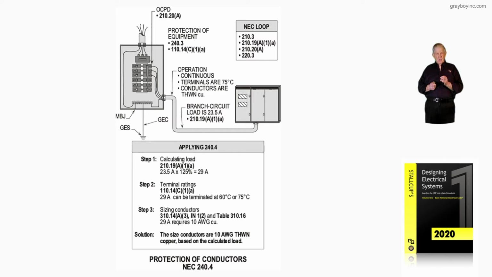Now, 110.14(C)(1)(a) says yes, 29 amps can be terminated to 60 degrees C or 75 degrees C as permitted by 110.14(C)(1)(a) and Table 310.16. So the application of step 3 is 310.14(A)(3), informational note 1, item number 2, would definitely allow this calculation to be performed in step 1, not necessarily allow it, but require it.